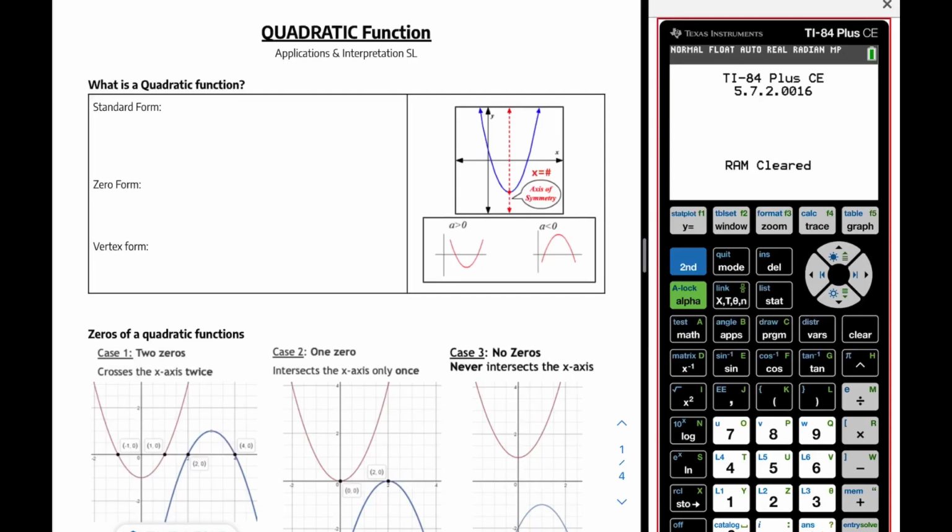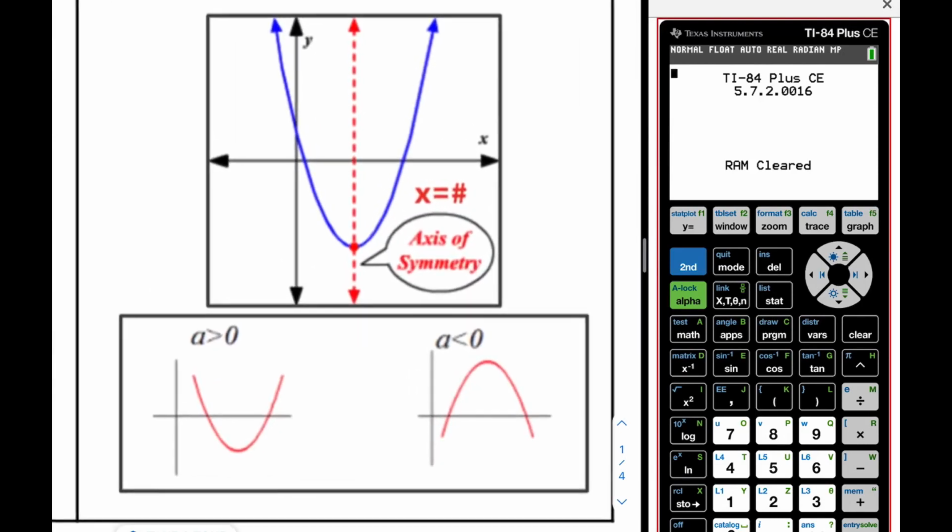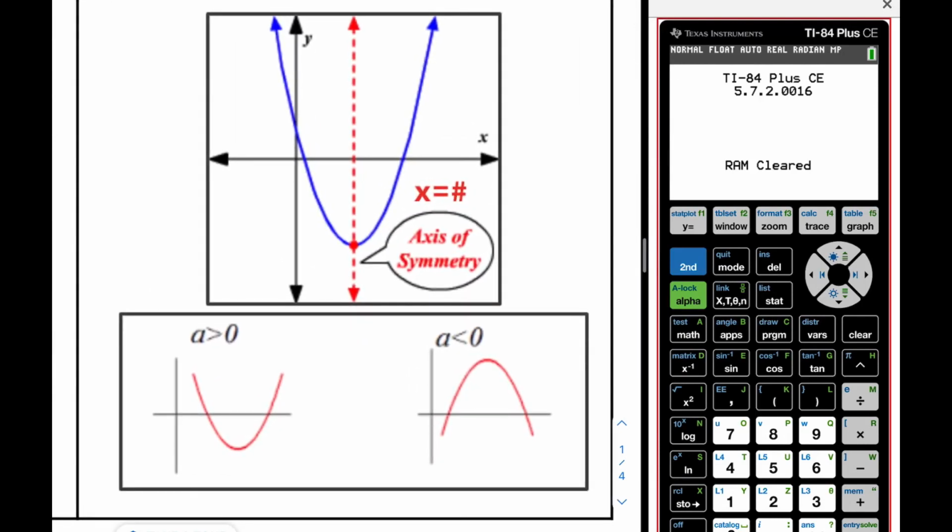In this video, we are going to talk about the quadratic function. Now, the quadratic function looks something like you see on your piece of paper. So you can either have a quadratic that is concave up or concave down. And we'll be talking about this a value soon.